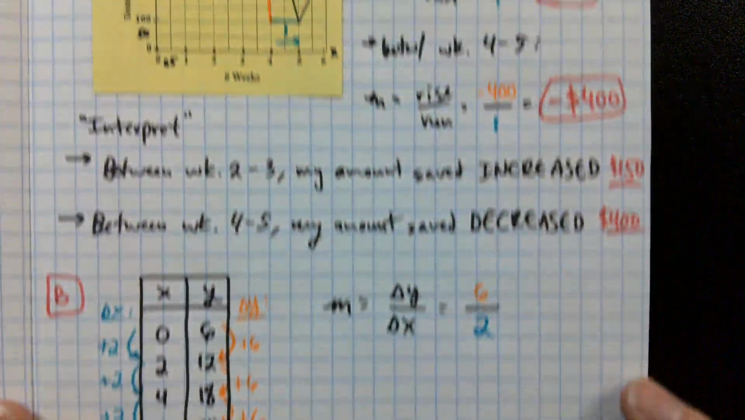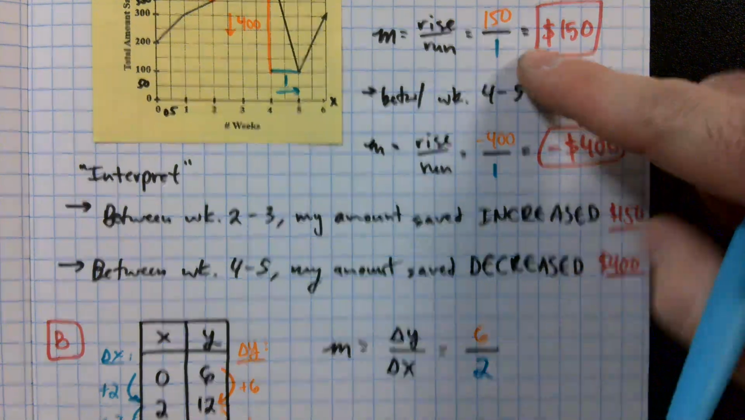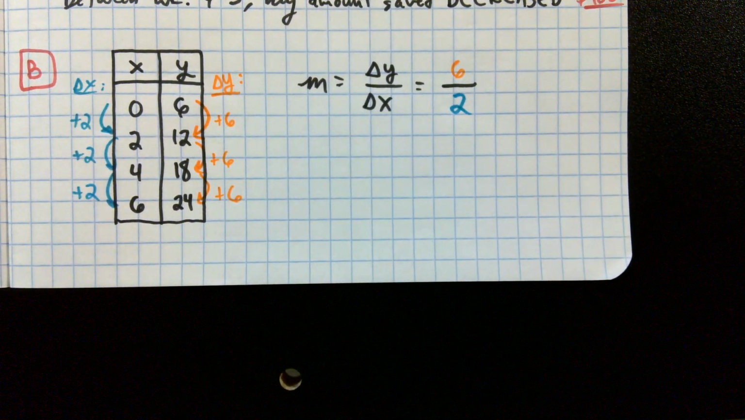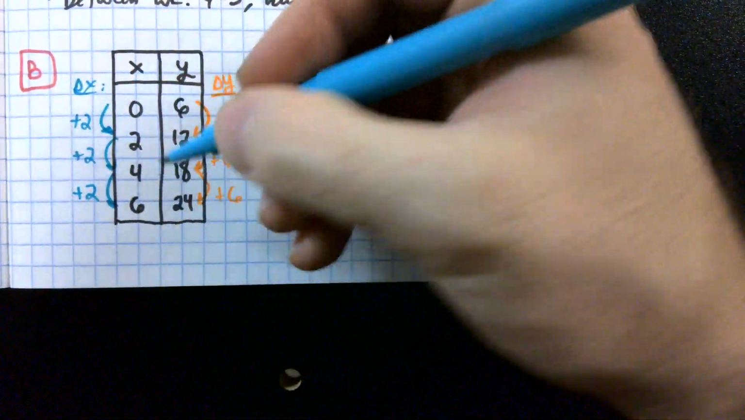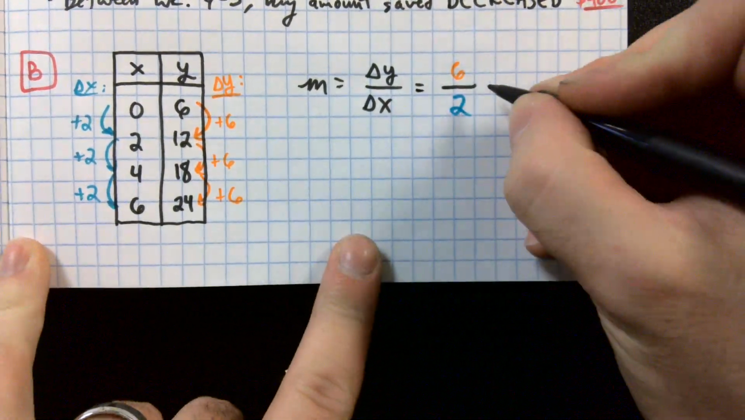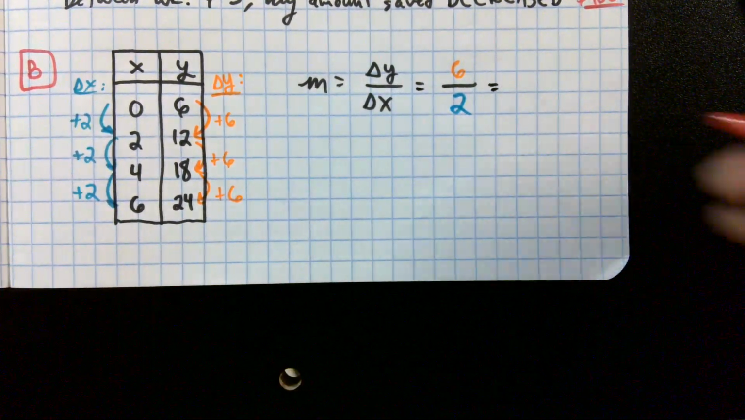Hopefully this is looking very similar to our rise over run, except instead of having a graph, we've got a table. So instead of counting the rise and the run from point to point, we're counting the change in y and the change in x. Are we going to simplify? Of course we're going to simplify. What's 6 divided by 2? 3.